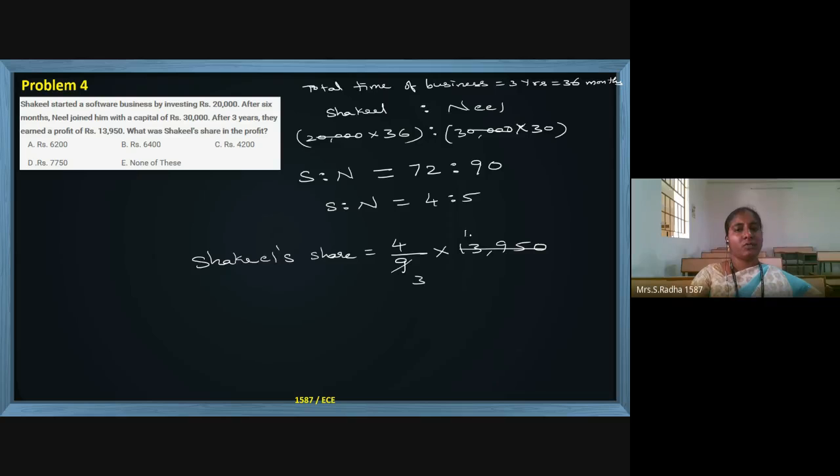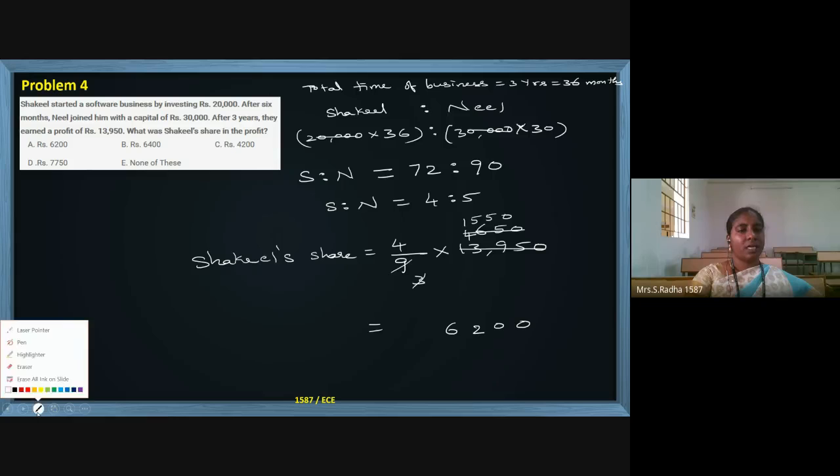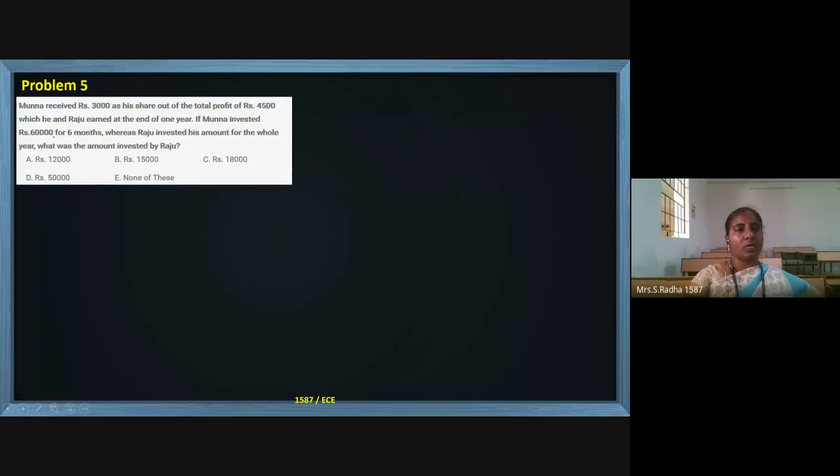3 4s are 12. 6 9s are 54, 18... Again you can cancel with 3. So 1 time, 5 times, 5 times 0. And if you multiply, this is 6,200. 6,200 is the share of Shakil. After 3 years, Shakil's share is 6,200 in the total profit.